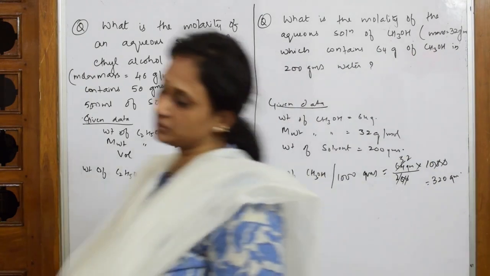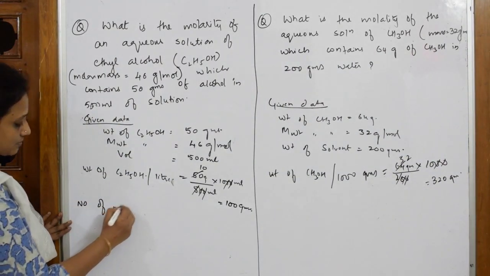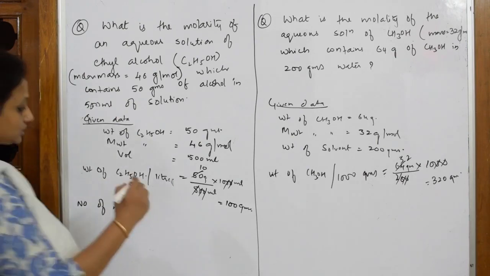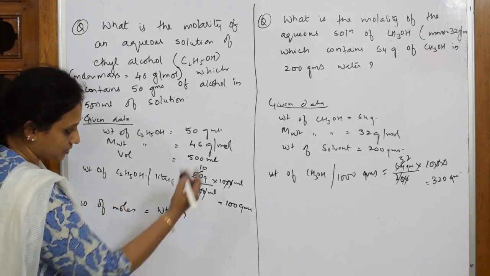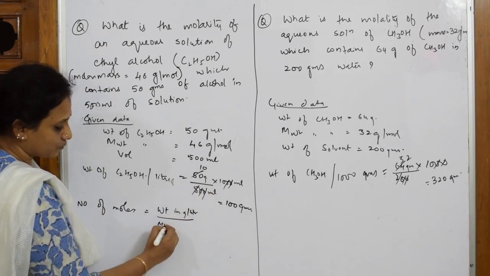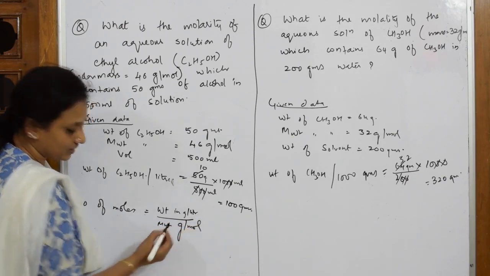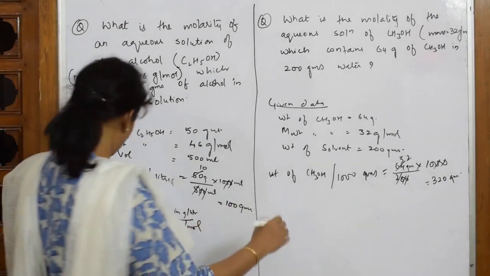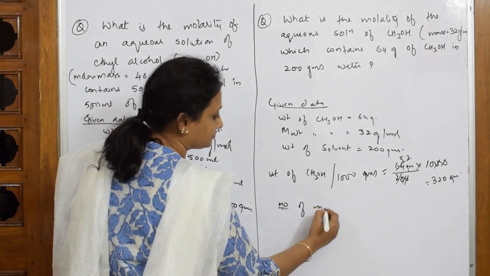Over. I've got both. Now what should I do? I have to calculate the number of moles. So what is the number of moles? Basically it is weight in gram per liter, which I've got, divided by molecular weight, that is gram per mole, isn't it? Yeah. Here also the same story, number of moles I have to calculate.